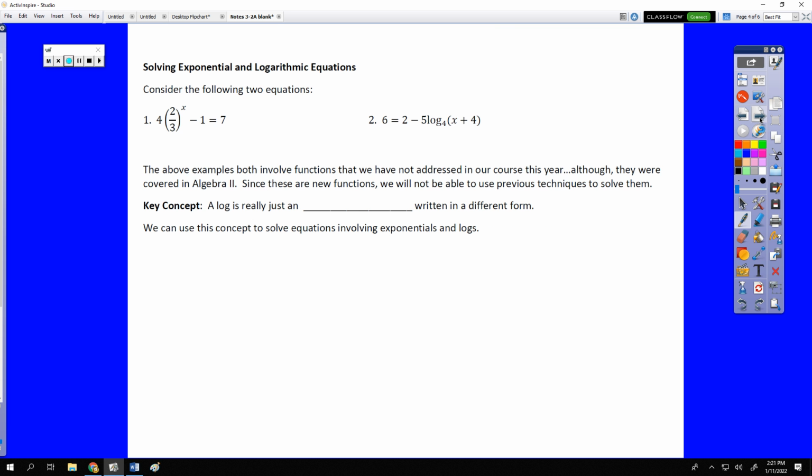All right, moving on to solving. When we solve, we still treat these like we do a lot of different equations. What we want to do is isolate the portion of the equation that contains the x. So in each of these cases, we're going to isolate as much as we can before we do anything with it. And then we just need to understand that every logarithm is just an exponential written in a different form. And as such, we can use our conversion back and forth to solve equations.